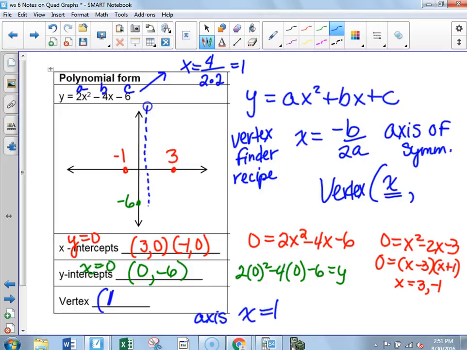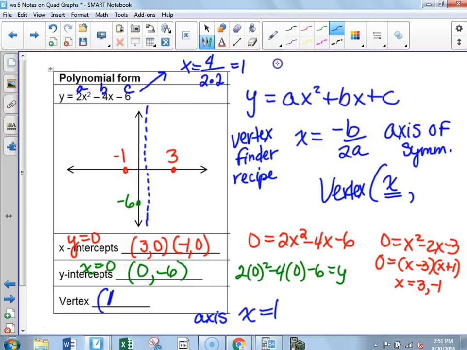Anybody notice anything about the -1 and the 3? The axis of symmetry is always exactly in the middle of the x-intercepts. Does that make sense? It's down the middle of the parabola, right? Okay. So you could have added -1 plus 3 divided by 2 and gotten 1. Okay? How do we find the rest of the vertex point, the y-coordinate?